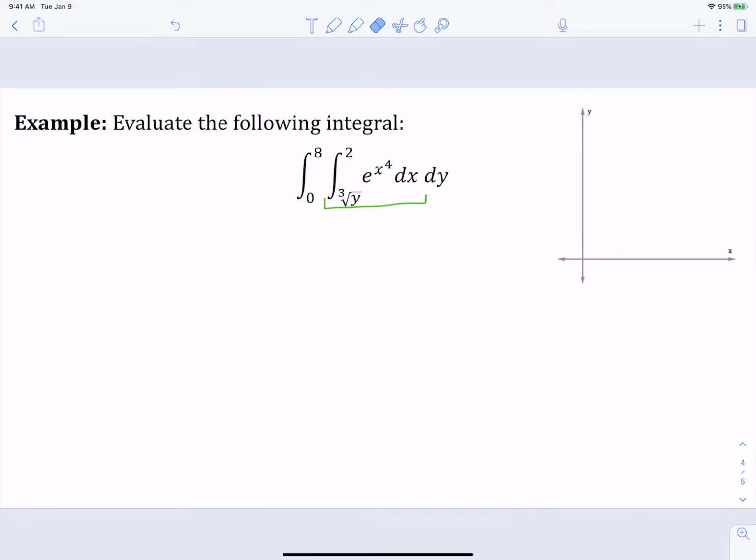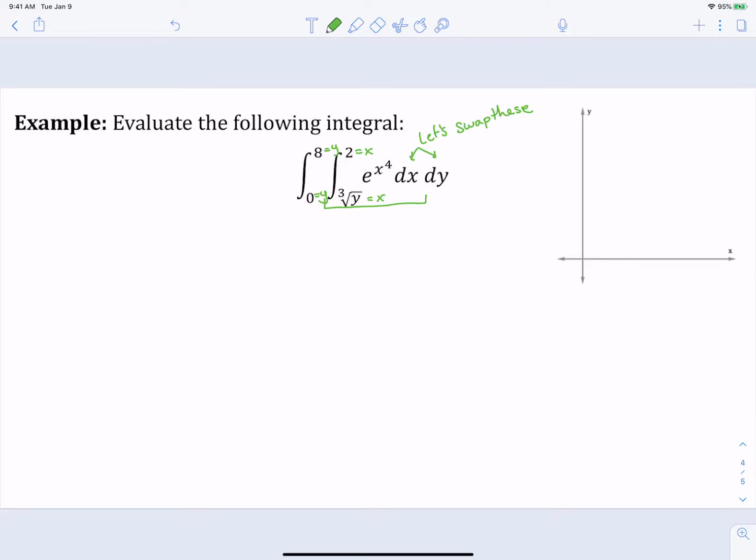So what I'm going to do is I'm going to swap my limits of integration. So let's swap these. Now to do that, we can't just straight swap our limits of integration. We need to figure out what our limits of integration are, because this is x equals 2 and x equals the cube root of y. And this is y is equal to 8 and y is equal to 0. So what we need to do is look at this region and see how we would set this up a different way. So let's graph it.